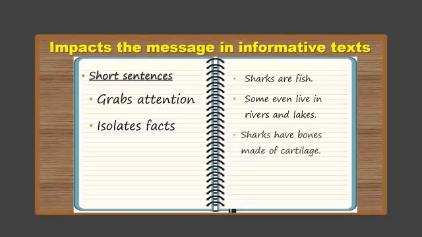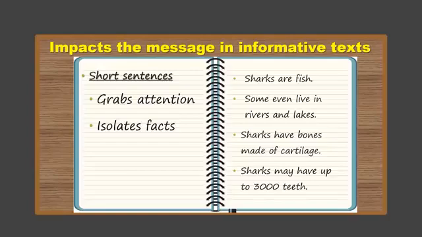Like this one, when it talked about the shark's bones and told us that it was made of cartilage. Now this fact was isolated from the rest of the things that they talked about, bones and skeletons. Okay? And this sentence, when it talked about the number of teeth, it isolated how many there were. Sharks may have up to 3,000 teeth. So in your writing also, write short sentences if you want to grab the attention of your reader or viewer and if you want to isolate facts.